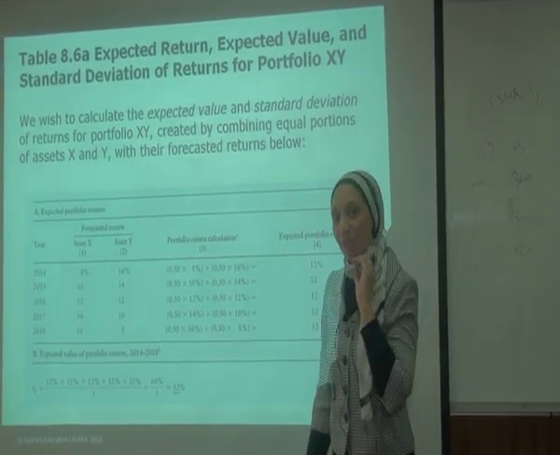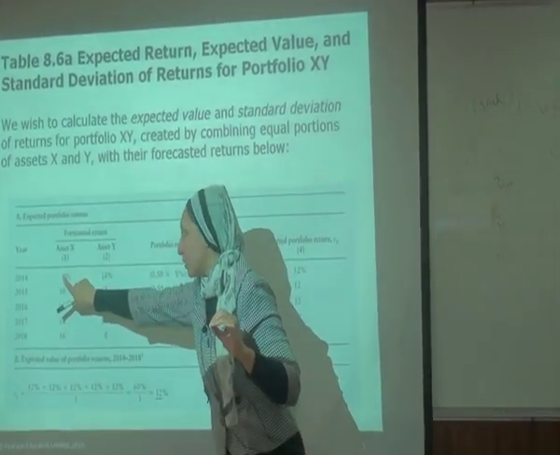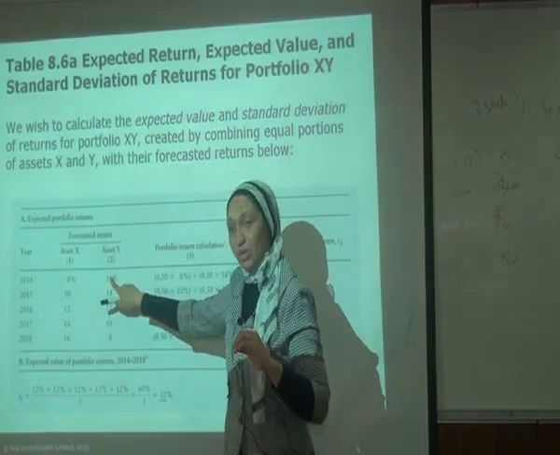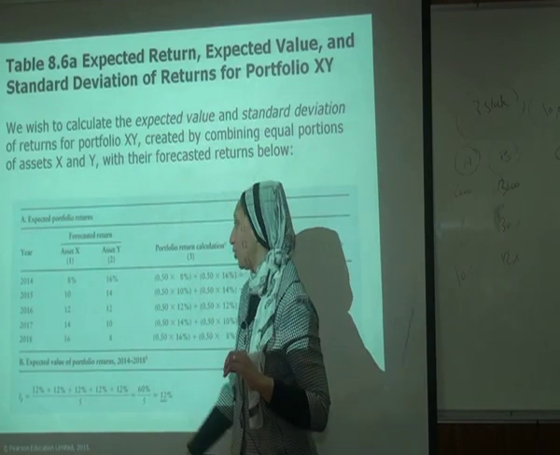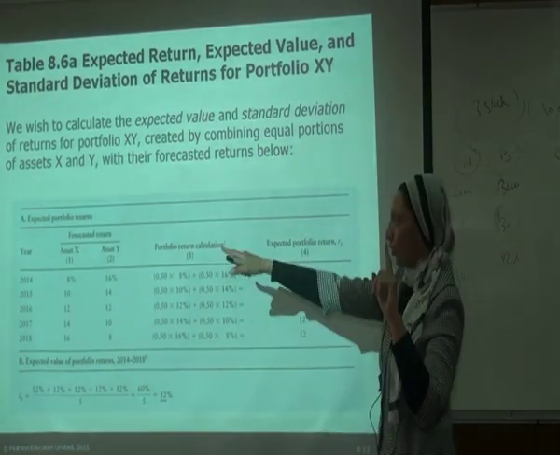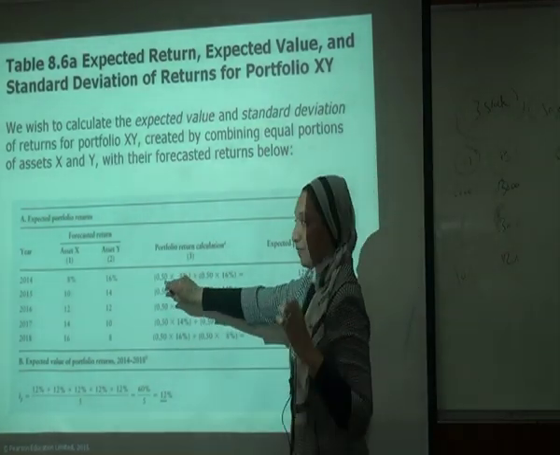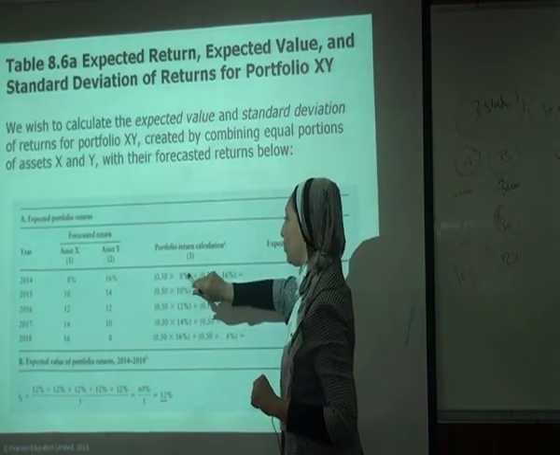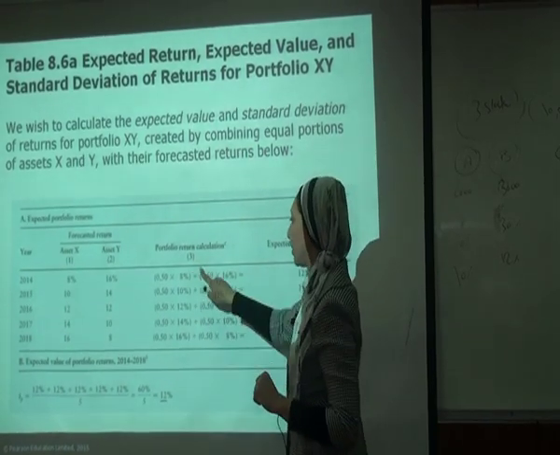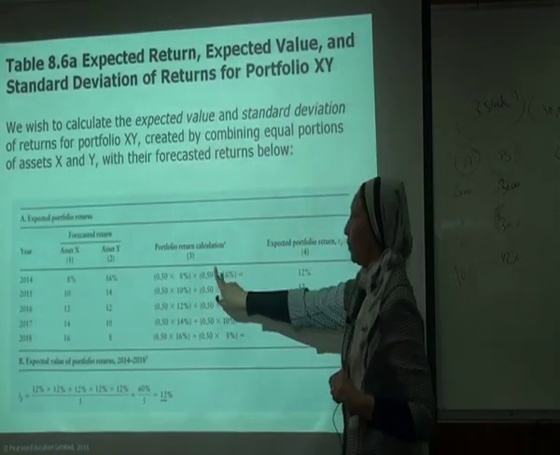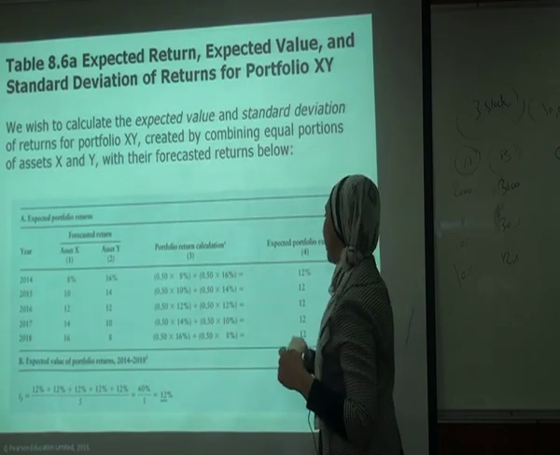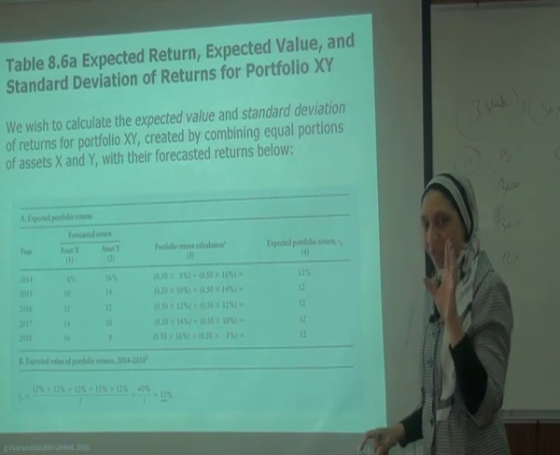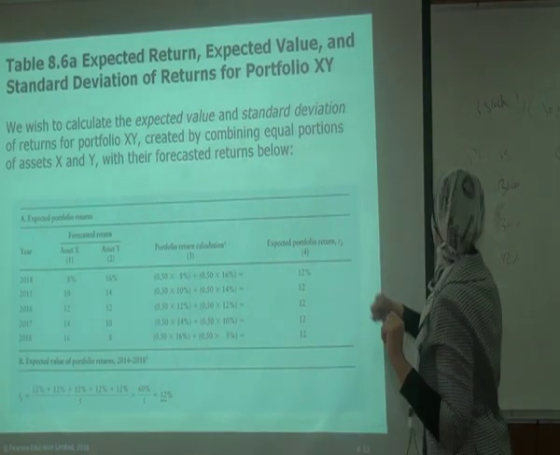Okay, we said it's the summation of the weight of investment in stock A multiplied by its return plus the weight of investment in stock Y multiplied by its return. So in the first year, 2014, you put 50% of your capital in stock X. So you will multiply 50% by 8% return plus the 50% in the other stock multiplied by its return. You will get the summation. So this is the return of the portfolio for the first year.